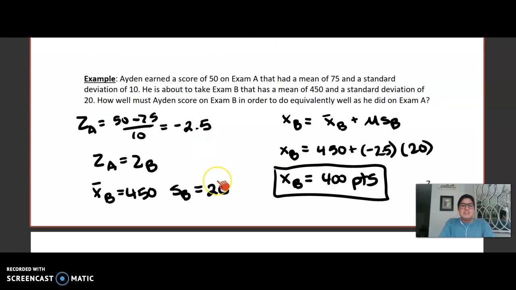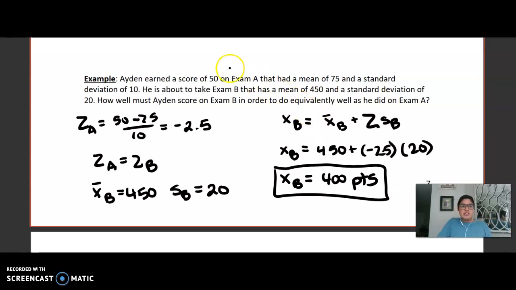And then lastly, this idea of equivalent scores also shows up. So Aiden scored 50 on exam A. I computed his z-score. I was told that we want them to be equivalent. I have some statistics about exam B. And so to find the observation, I'm going to take the sample average of B plus the z-score times the standard deviation. Sorry, y'all, teachers make mistakes too. And then you can see my substitution here. So in order for Aiden to do equally well on exam B, he should score 400 points, and that'll put him at the same location as with exam A.